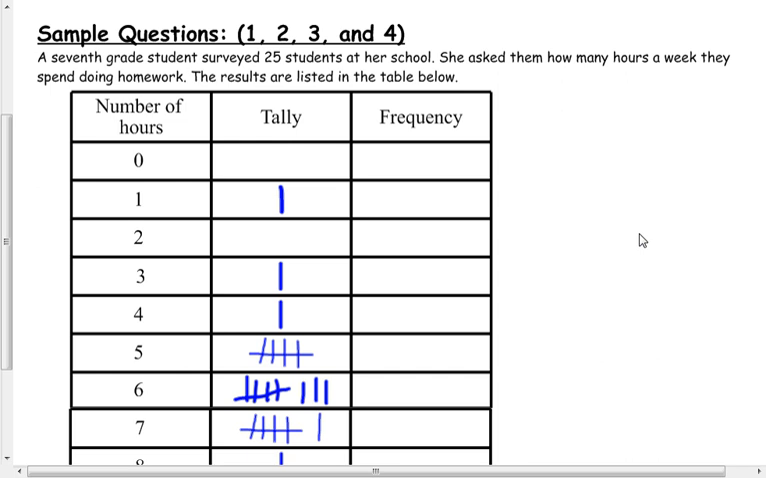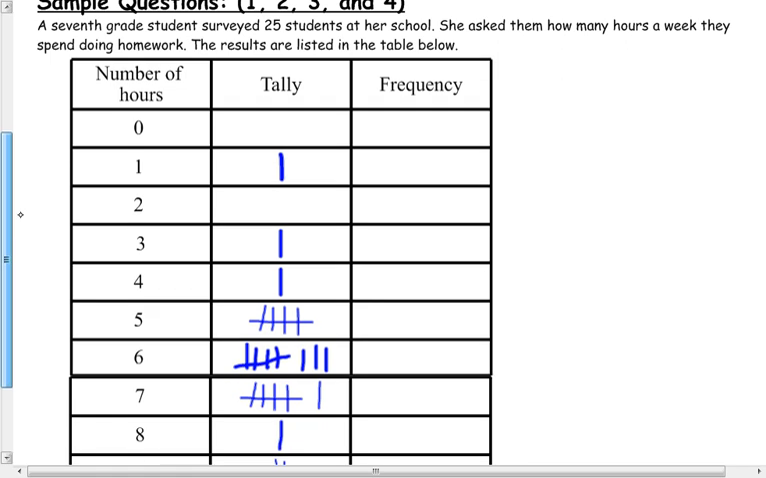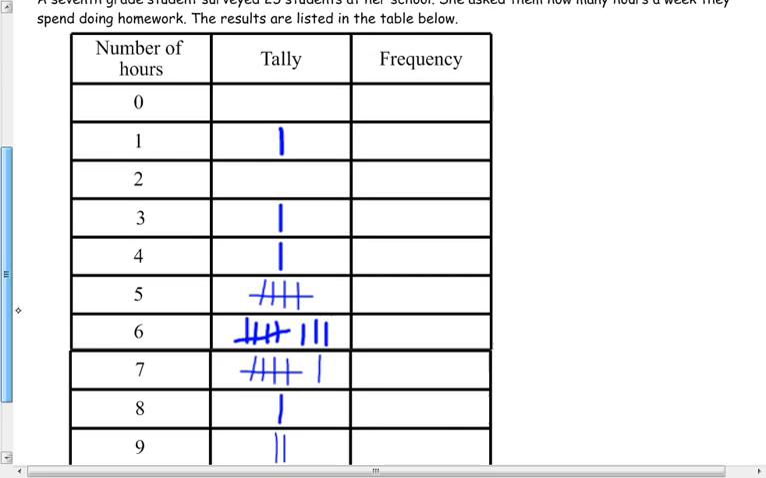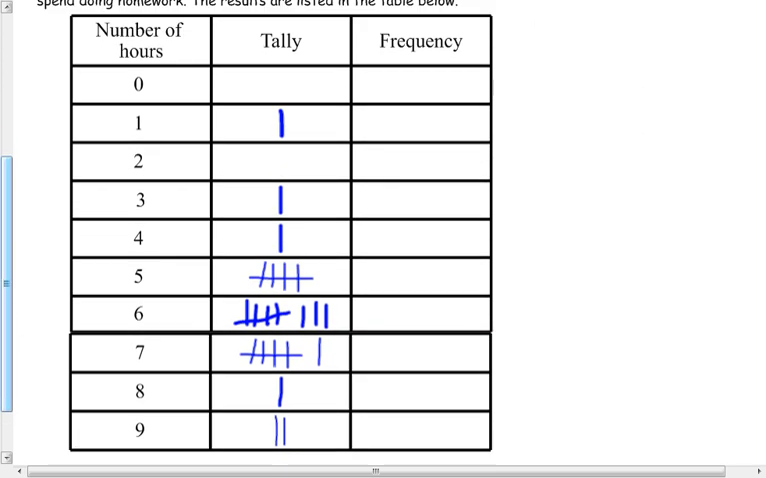In this question, they say that a seventh grade student surveyed 25 students at her school. She asked them how many hours a week they spend doing homework, and the results are listed in the table. So the first thing that we really should do to help see these numbers a little bit clearer is to write down the frequency. The frequency is basically how many times it happened.